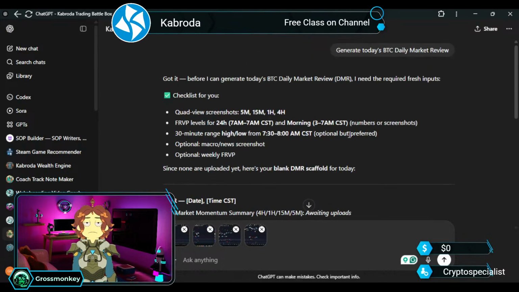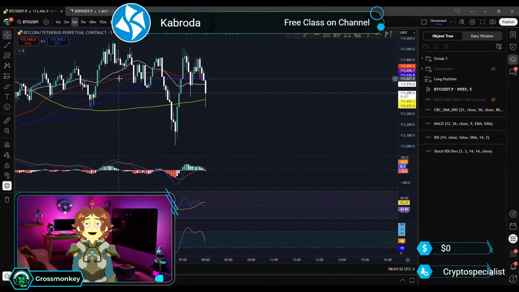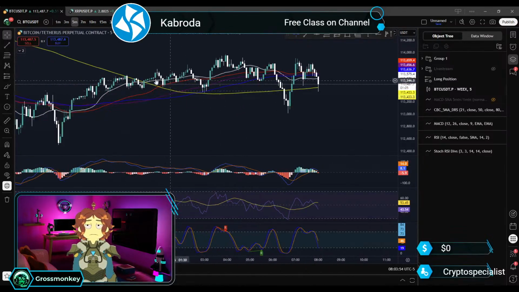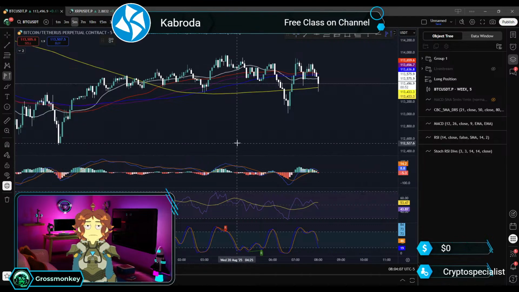So the next thing is going to be those FRVP levels. So head back on to TradingView. And we got the 24-hour one first. So what we do is we go from the crosshairs over on the left all the way down to 1, 2, 3, 4. And then you can click on that fixed range volume profile. That'll be what we're going to use.